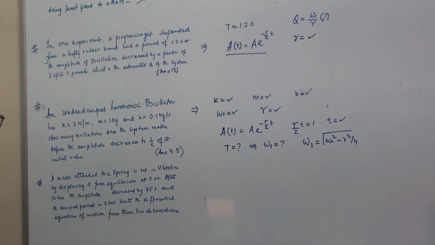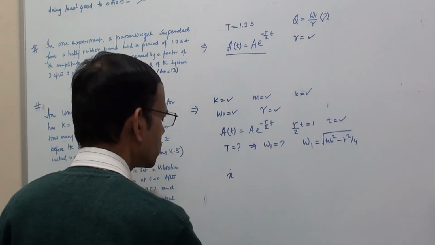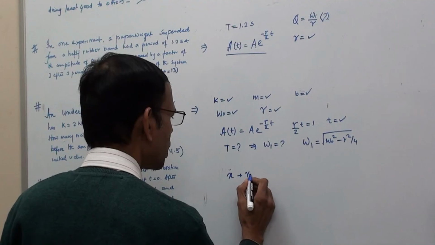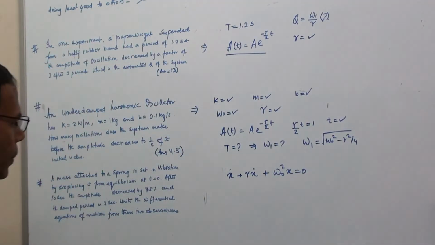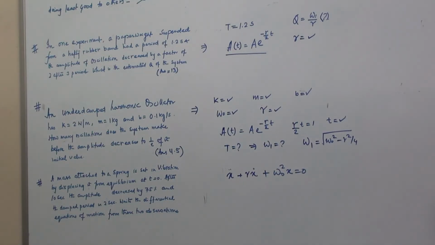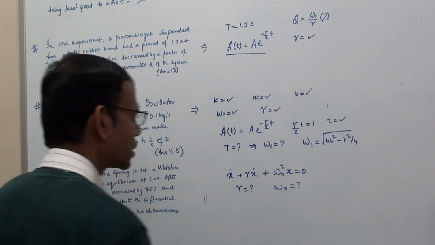Now the third question: a mass attached to a spring is set in vibration by displacing it from equilibrium at t is equal to 0. After 10 seconds, the amplitude decreased by 75% and the damped period is 2 seconds. Write the differential equation of motion from these two observations. Very simple question. As we have seen, the differential equation for the damped harmonic oscillator is x double dot plus gamma x dot plus omega 0 square x is equal to 0. So what we actually need are two terms, gamma and omega 0. These are the two terms we need to calculate.